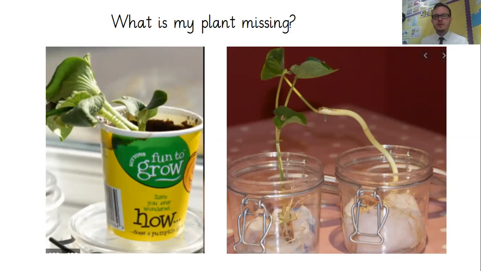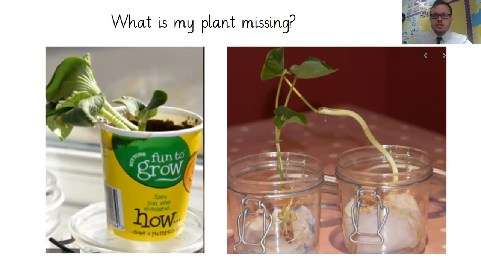Okay, this might look a bit similar to some of your beans, although maybe you haven't quite got there yet. So the one on the left, compared to the one on the right, looks healthy. It's a nice green color. It's standing up straight. It looks like it's got everything it needs, but the one on the right doesn't so much. Now, let's have a look at why.